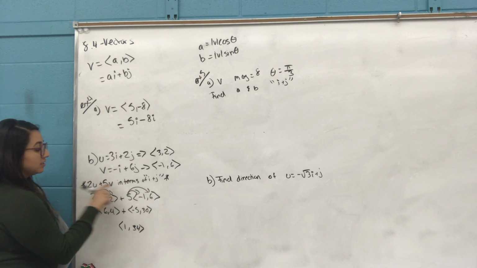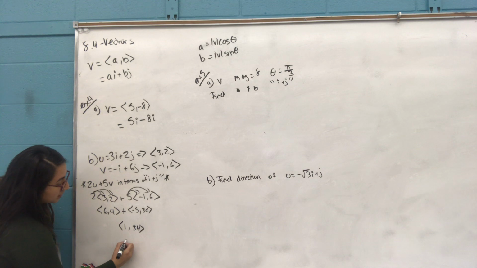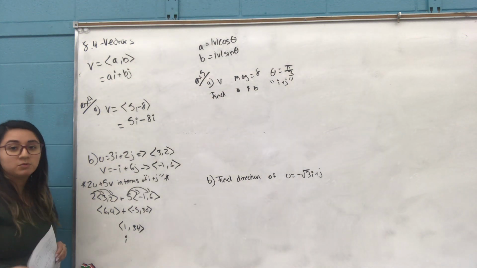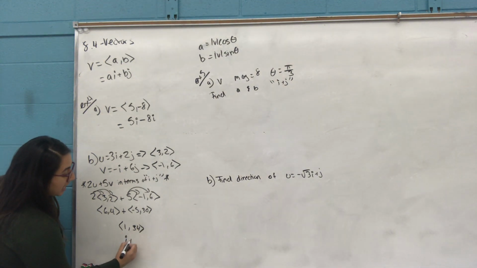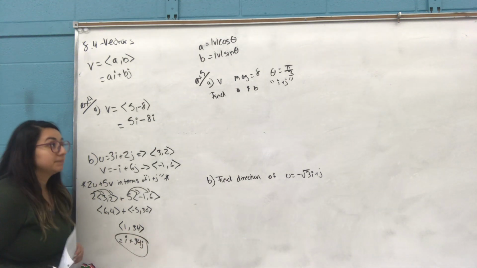Again, the answer, they wanted to express it in terms of i plus j. So that means i is your first one. It's just going to be i. You don't have to put 1i. You can if you want. It'll be i plus 34j. And that would be your answer for that one.